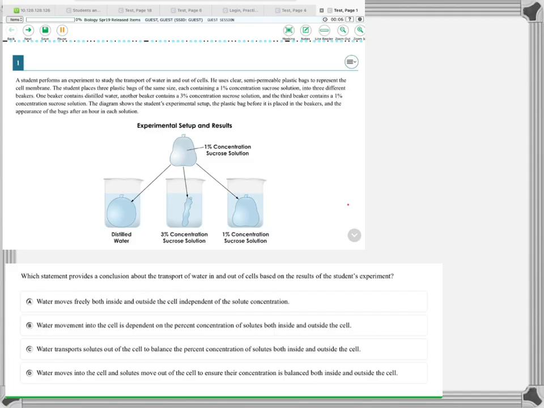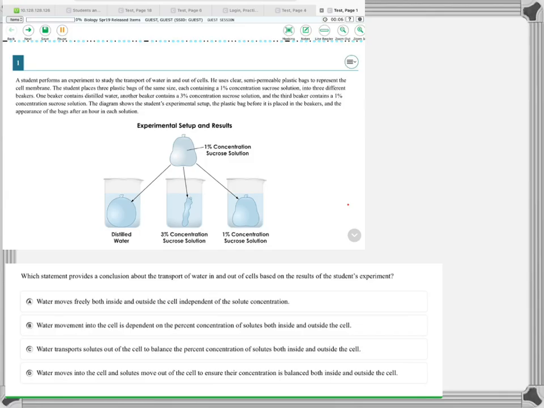Okay, this might take the cake and the record for the most elaborate setup for a really simple question. A student performs an experiment to study the transport of water in and out of cells. He uses a clear semi-permeable plastic bag to represent the cell membrane, and places 3 plastic bags of the same size containing a 1% sucrose solution into 3 different beakers. One beaker contains distilled water, one contains a 3% solution, one contains a 1% solution. The diagram shows the experimental setup, the plastic bag, and the appearance of each bag. Which statement provides a conclusion about the transport of water in and out?